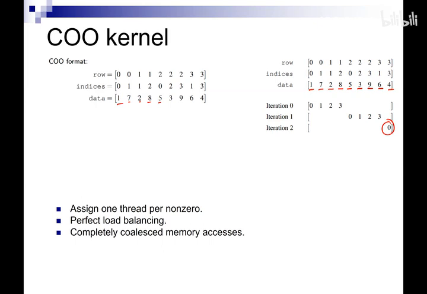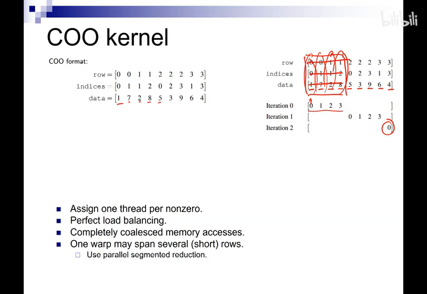Also, the memory accesses are completely coalesced. In the first iteration you access this chunk of data, so thread 0 here is going to access these data items, and then threads 1, 2, 3, and all of these things are consecutive. And so you get perfect memory coalescing.